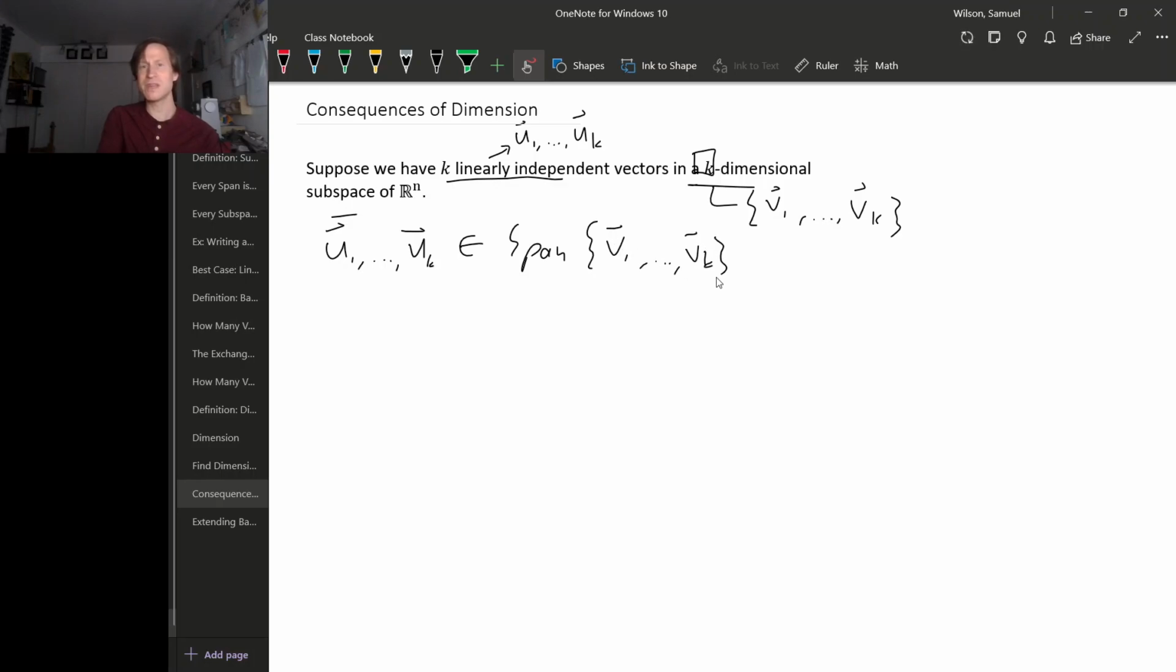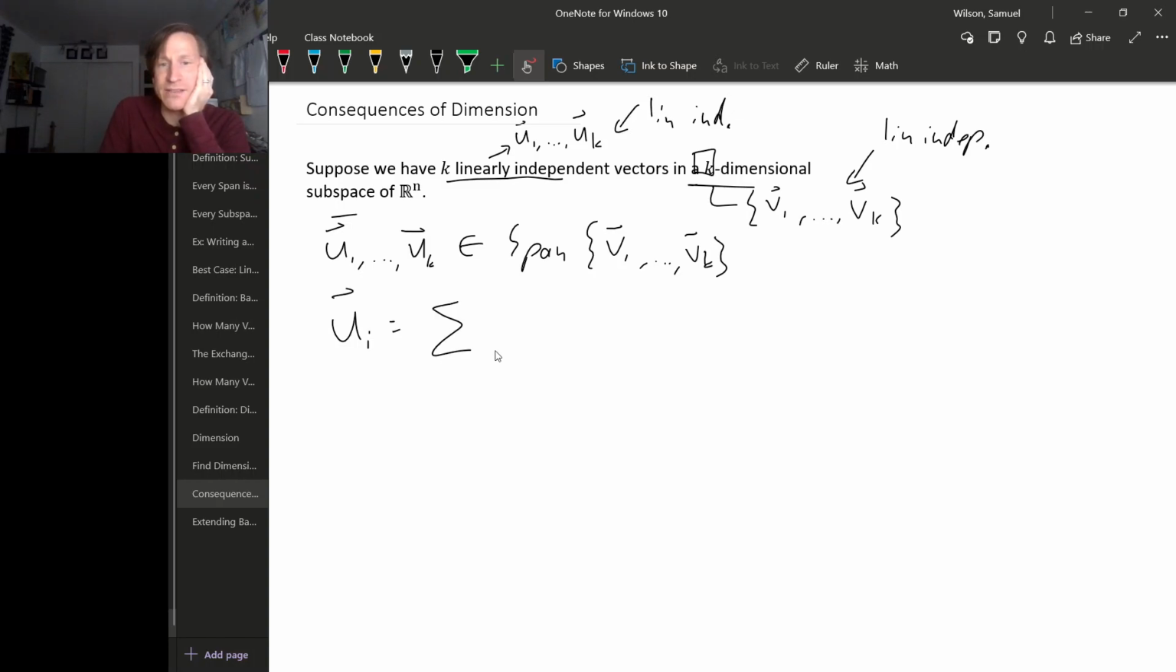And also remember that each of these collections are linearly independent. The u's are linearly independent by assumption, and the v's are linearly independent because they're a basis. A basis has to be linearly independent. Okay, so since all of the u's are in the span of the v's, that means for each u, we can write it as a linear combination of the v's.